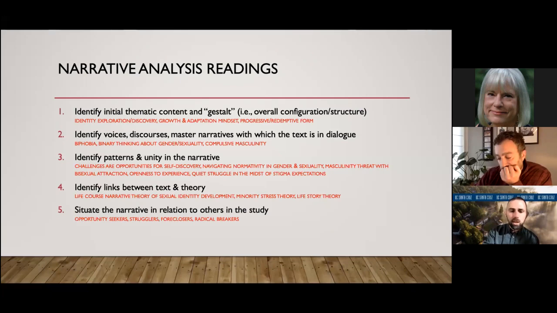And then the fifth and final reading is about situating this narrative in relation to others in the study. And then what we might do is create a spreadsheet where we organize different types of people in relation to the question. So here I've given the example of the opportunity seekers, the strugglers, the foreclosures, and the radical breakers. So these are different types or groups of people. And when we write up the report, we would probably write up the results section in terms of those groups or those types of people, just to give you an example.